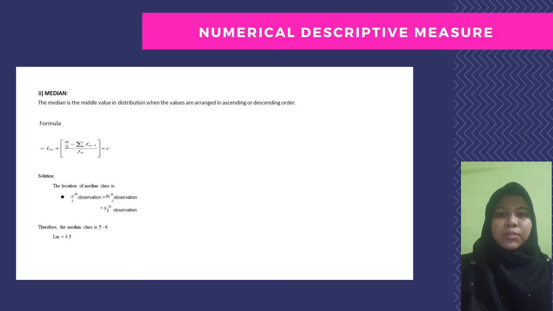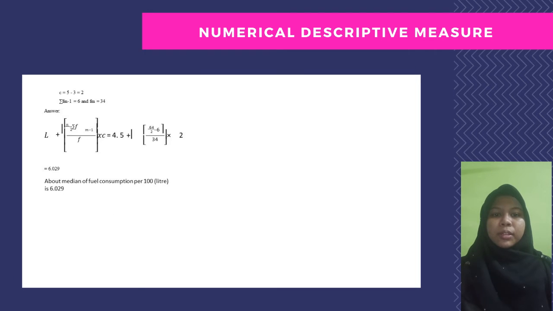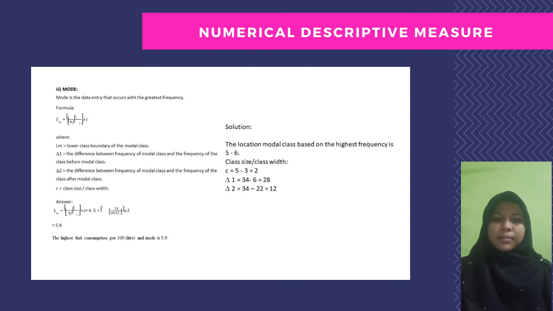For the solutions, we can get the location of the median class is the 32nd observation. Therefore, the median class is 5 to 6. For the L, the lower boundary, we get 4.5. When the C is the width of class, we can get 2. The cumulative frequency before the median class is 6. For the frequency of the median class is 34. So we use the formula and we can get the answer is 6.029. The answer. Mode is the data entry that occurs with the greatest frequency.